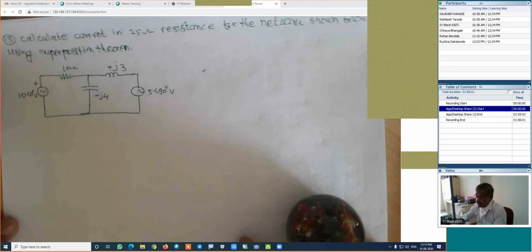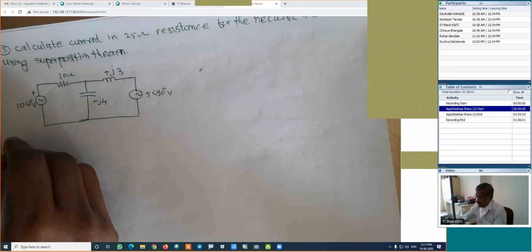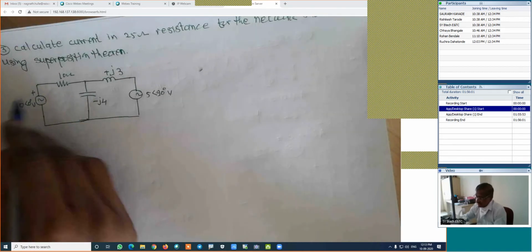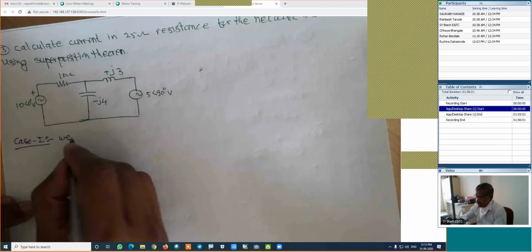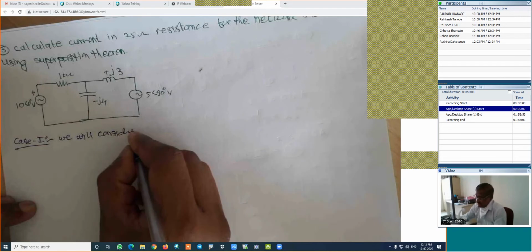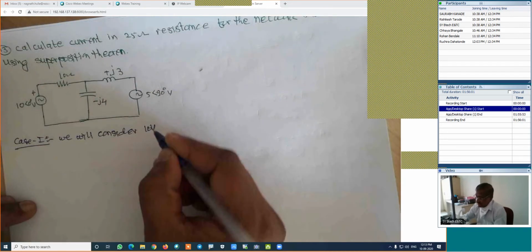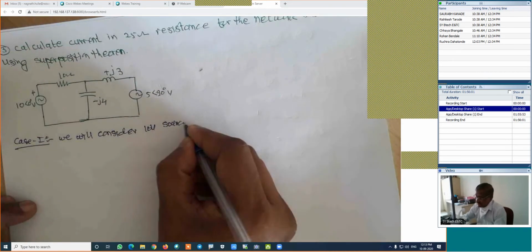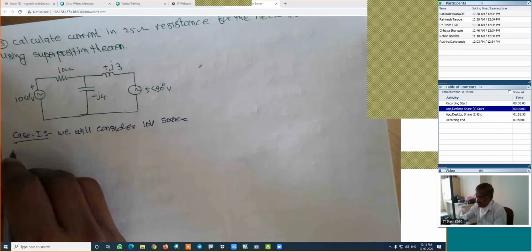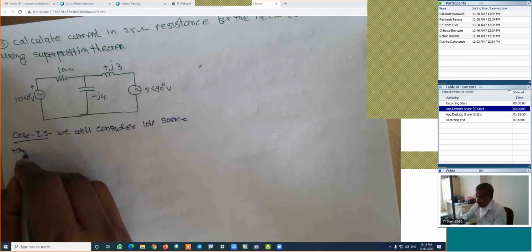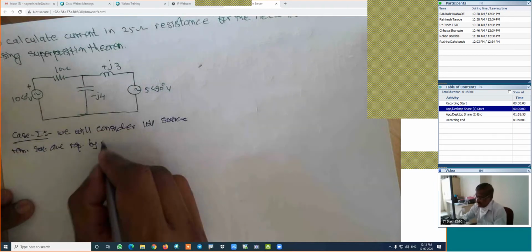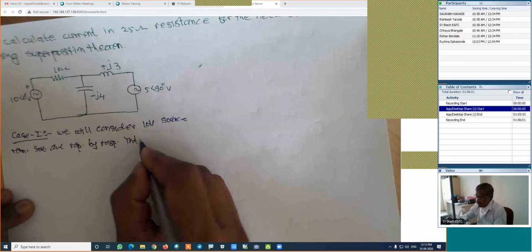Now here I will start with case 1. In case 1, we will consider the 10 volt source, and the remaining sources are replaced by the respective internal resistances.